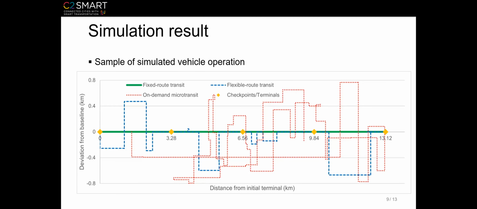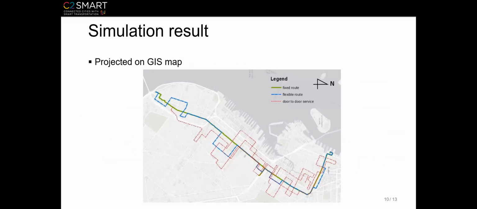And here is a sample of the vehicle trajectory. You can see the fixed route transit, which is the green line, just travels along the middle of the service region, while the fixed flexible route transit visits these yellow diamonds, while deviating freely between those checkpoints. And the microtransit definitely has no restriction on traveling across the whole service region. We can implement this trajectory on the GIS map, but it's not an automatic process. We did it manually to show how the vehicle trajectory would be in reality.